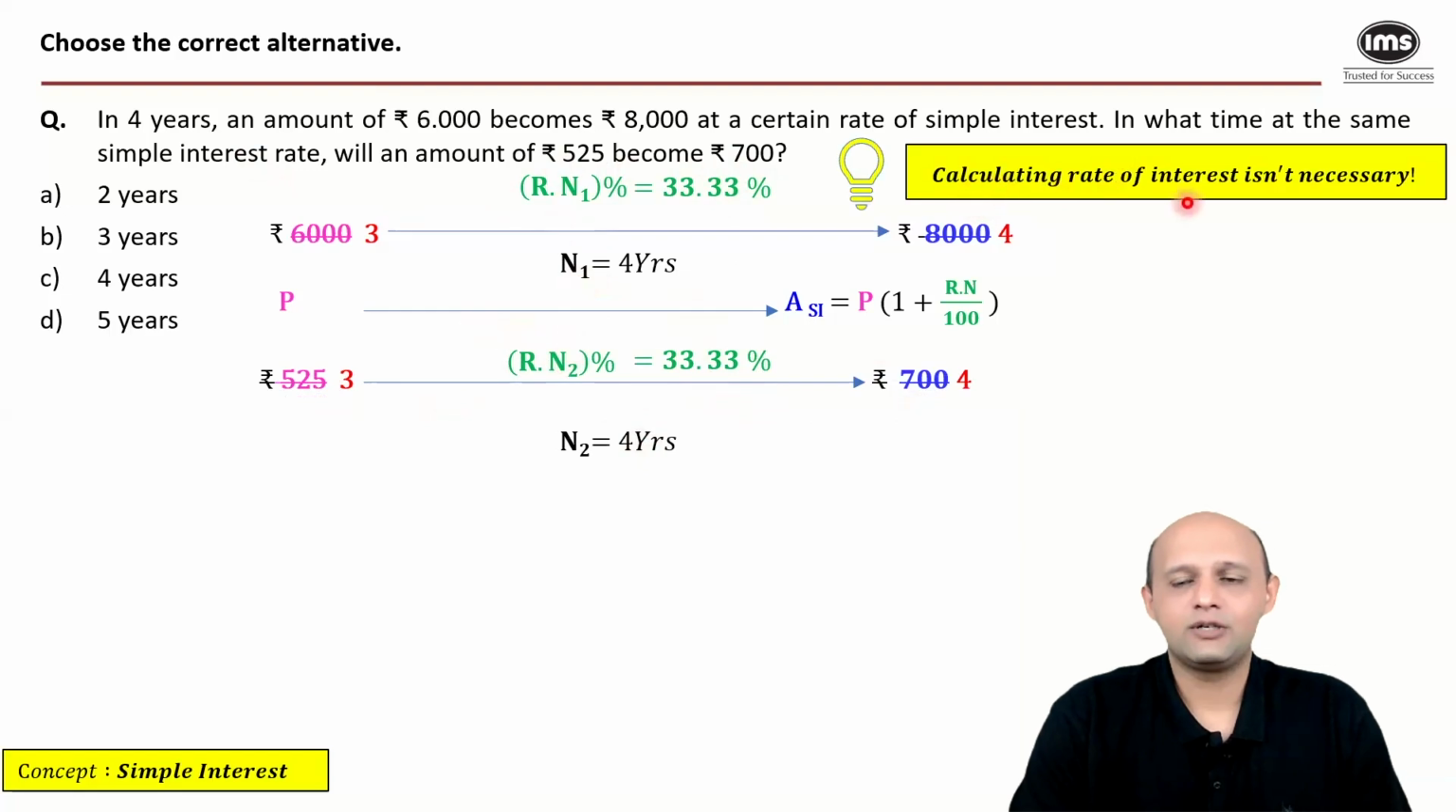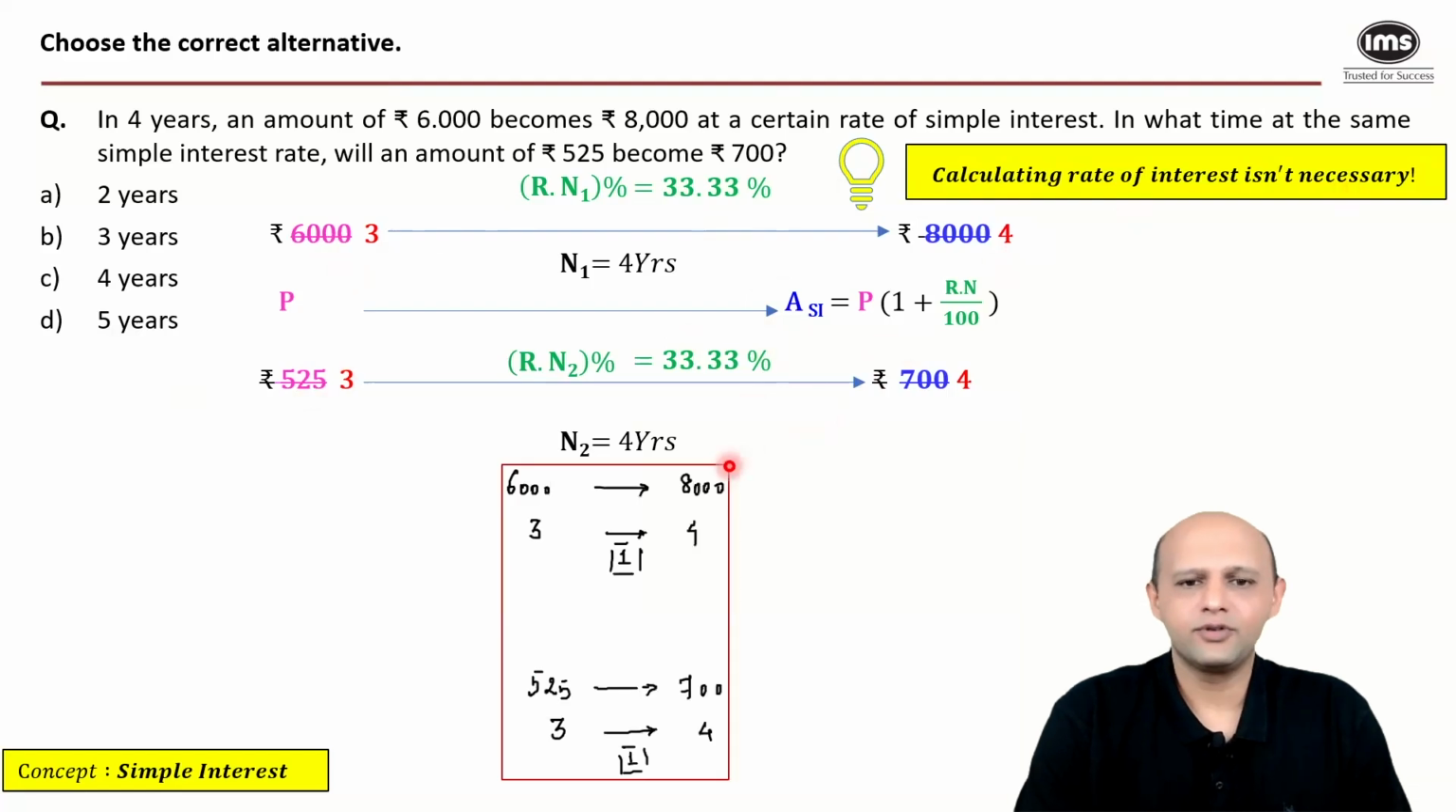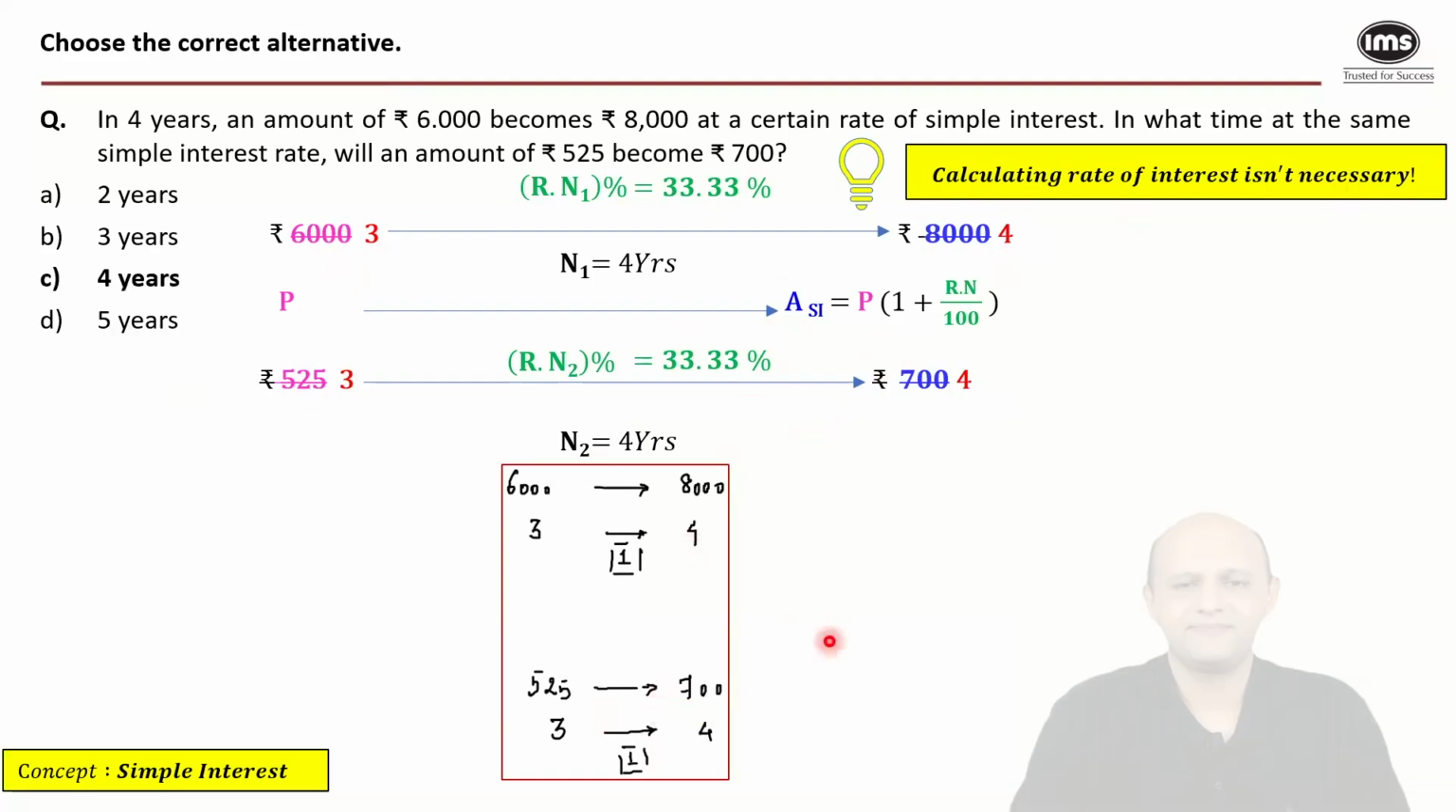Okay. So what is the key takeaway here? That calculating the rate of interest was actually not necessary in this case. Okay. If you just looked at the lowest ratios, which translates to 3:4 and 3:4 in either case, that should suffice. And you should be able to easily mark the answer as option C, which is 4 years. And this is all that was required for us to understand that the time period in the second case also would be 4 years.